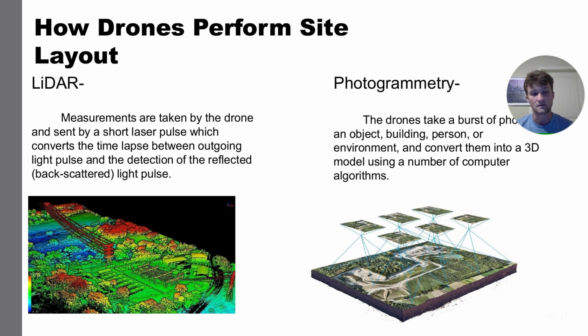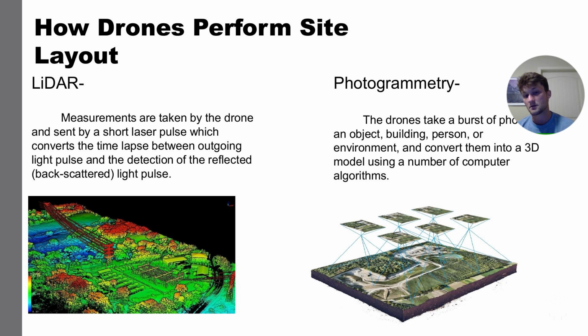So a little bit about how drones do their surveying is with LiDAR. It says that measurements are taken by the drone and sent by a short laser pulse, which converts the time lapse between outgoing light pulses and the detection of the reflected backscattered light pulse. To dumb that down, the drone just shoots lasers, and that gives it, I guess, a 3D imaging. I guess it could be thermal, as seen in the picture of your job site, which you could probably put on some sort of hardware on your computer and look around at the site that way.